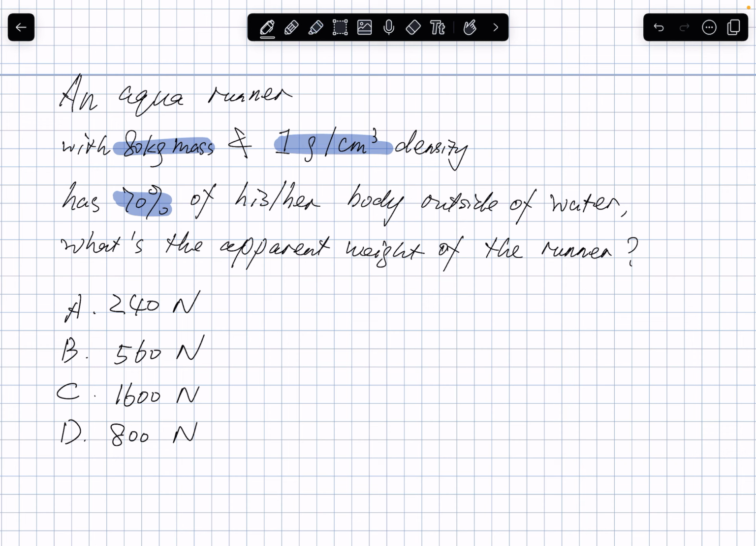Okay, so usually to do a physics problem, you would draw a picture. Say this is the environment of where the runner is running, and then 70% of the body is outside of the water. This guy weighs 80 kilogram. And then the density of this person is 1 gram per centimeter cubed. Okay, so that's it. And then what is the apparent weight of the runner?